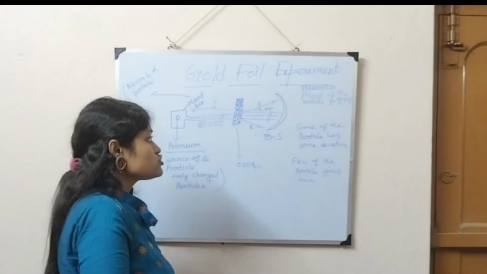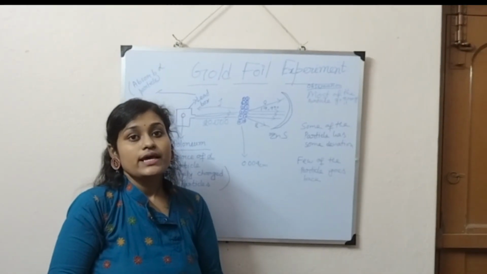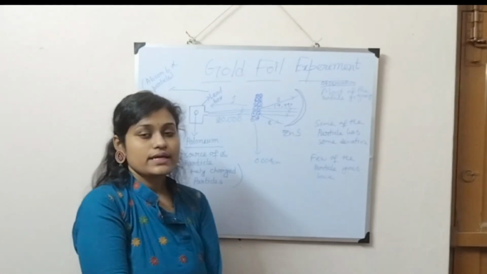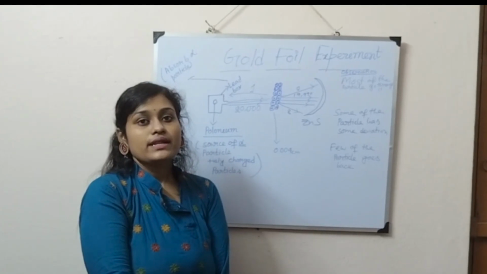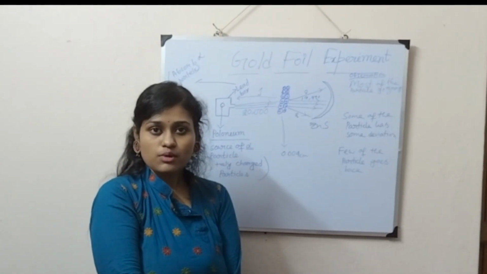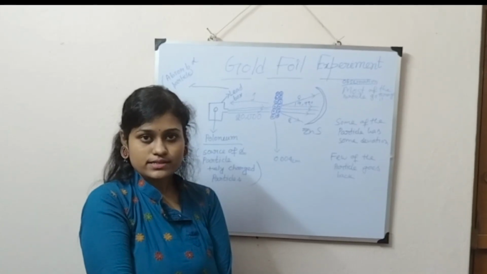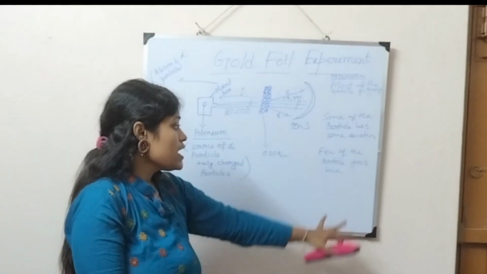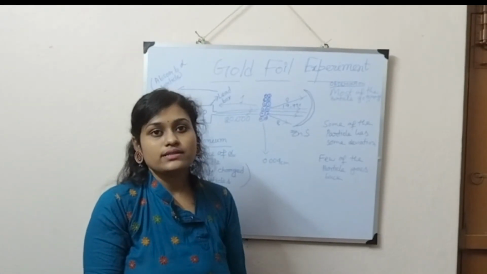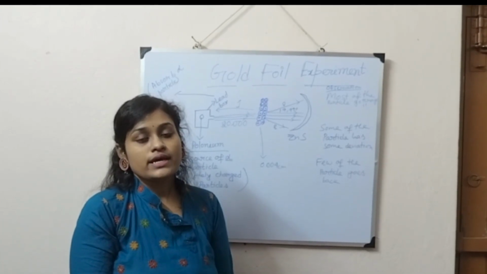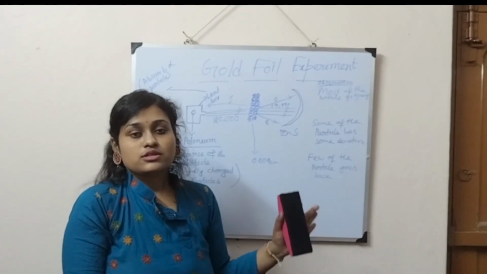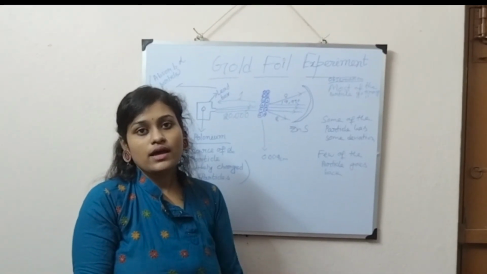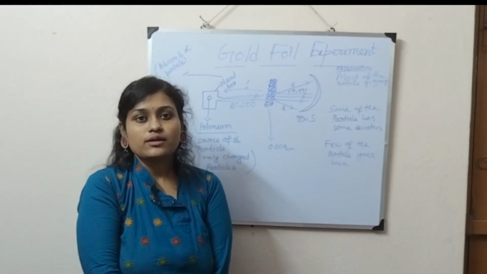As most of the particles go through, we can say that most of the space in the atomic model is empty. Some of the particles have some deviation because the main nucleus is positively charged, so there is some repulsion, which is why some of the particles deviate. A few of the particles go back, and this observation concluded that the nucleus is very small in size compared to the atom. So this is the Rutherford atomic model.